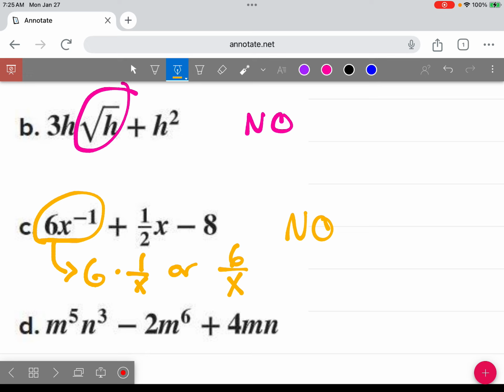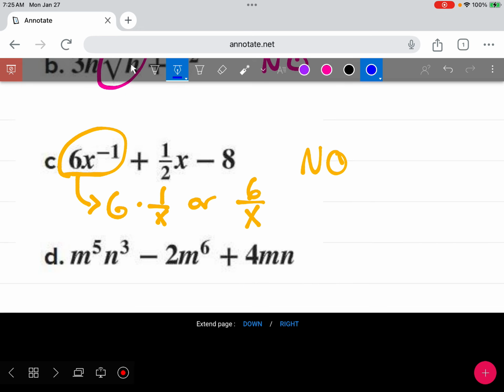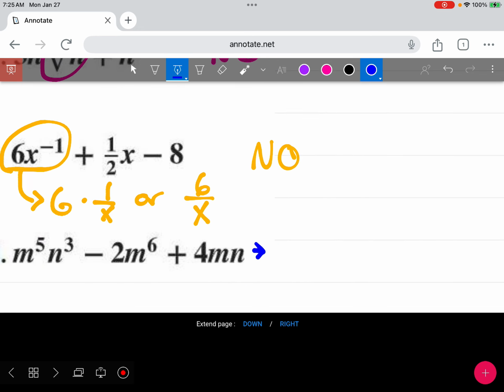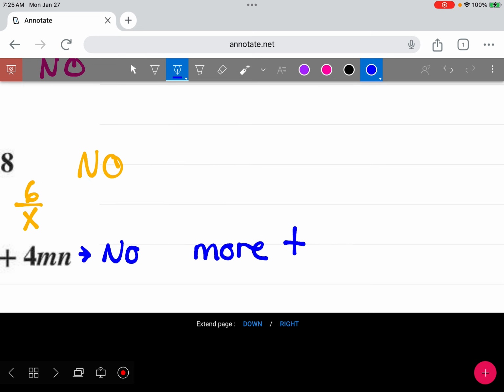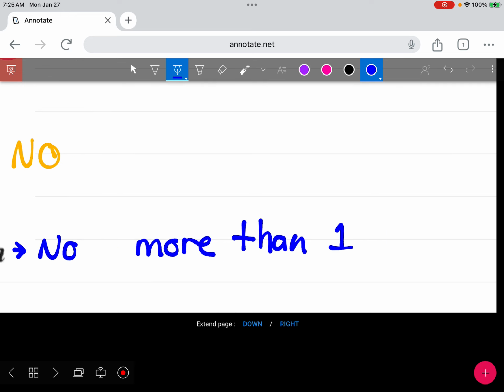And how about D, the last one? What do we think on that one? Why not? More than one variable. We're only dealing with polynomials in one variable, at least in this chapter. We're really only going to have like one instance where we see more than one variable in anything. Okay, so this is not our polynomials in one variable. So we are not going to do anything with that one right here. Okay. Questions on these things?